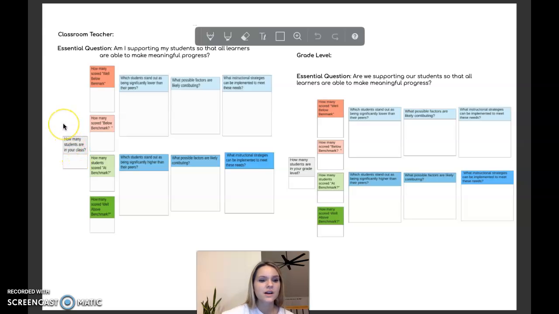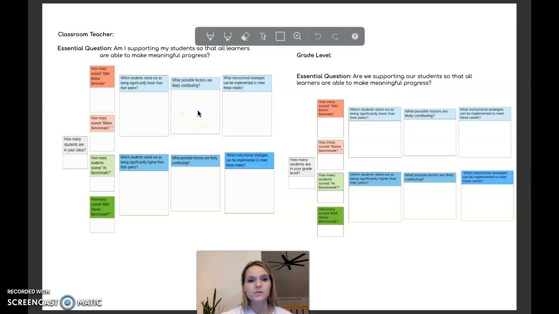First, you would consider how many students are in your class, and then you would break them apart into who is scoring well below benchmark, just below, right at benchmark, or well above. From here, you would create 2 groups, so those who are below and those who are at or above, and you would then pick out those students who's standing out as being significantly lower or higher than their peers.